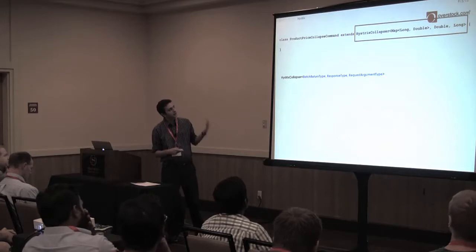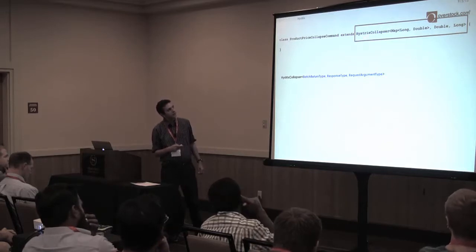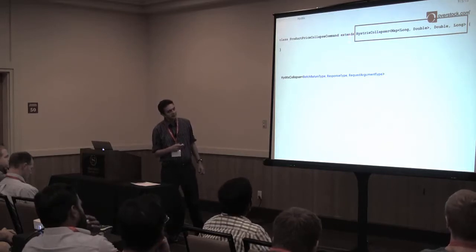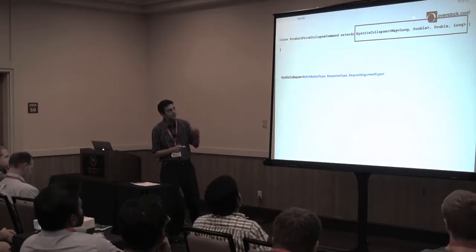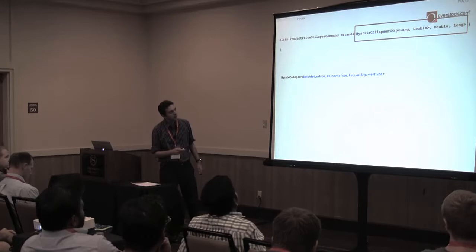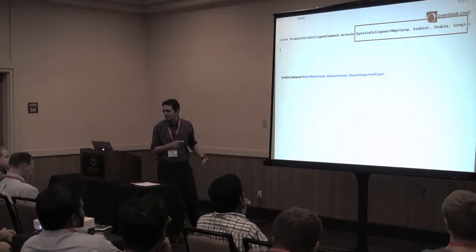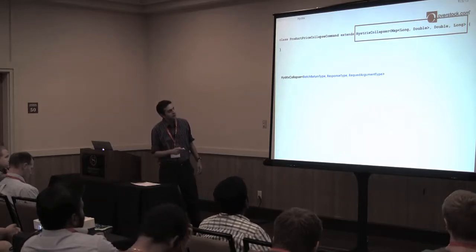So let's look at a request collapser command. Here we have a Hystrix collapser that we extend instead of the Hystrix command. And you see the first argument is the batch return type that we want to provide back. In our case, we're saying long and double because we're getting a product price back. And down here, this is the response type, which is the double, which is the price. And this is the request argument type, which is the long.